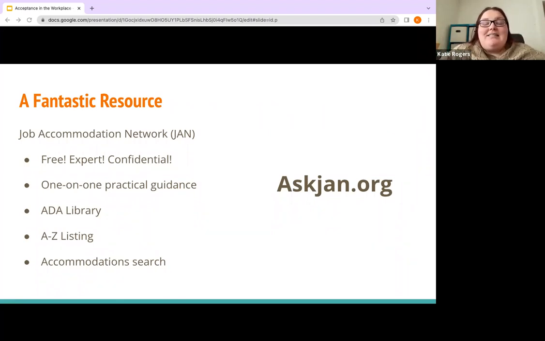There's an A to Z listing of accommodations in the workplace. And then there's a search for accommodations where you can put in what you think is needed, and it will show you kind of a more generic accommodation that matches what you need. Okay. So this is a fantastic resource.